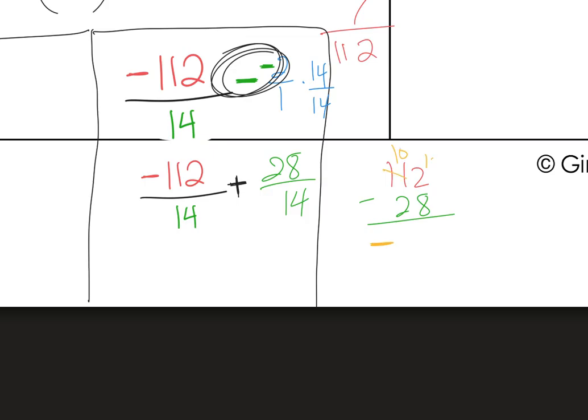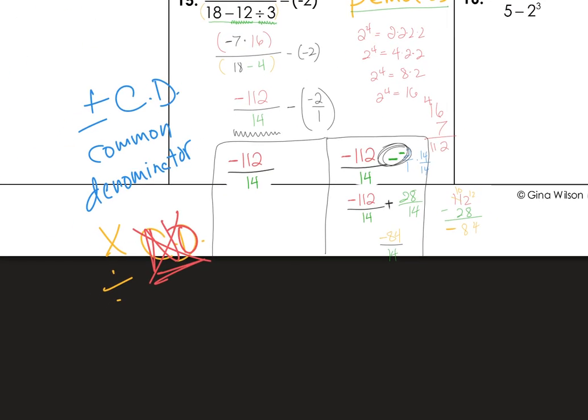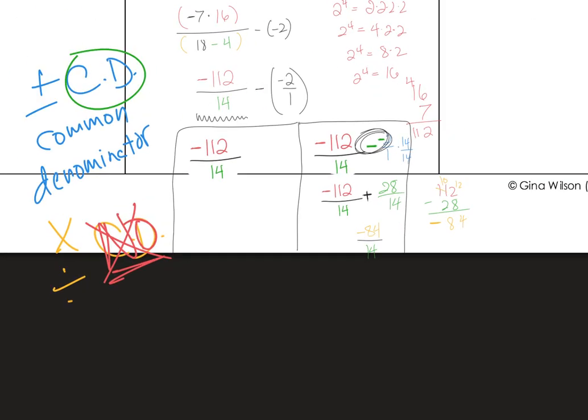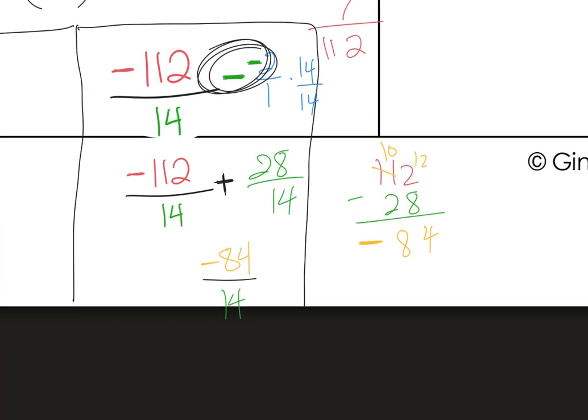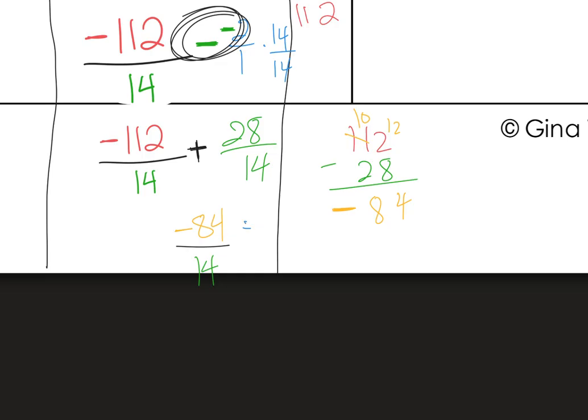So I'm going to do some borrowing here, right? And we get negative 84 over 14. Why is it 14? Because of the common denominator. And now we have to divide stuff. We have to reduce. So can we divide this by 2 and by 2? Yes, we can. And we get negative 42 over 7. But dude, we can actually divide that, believe it or not, by 7.